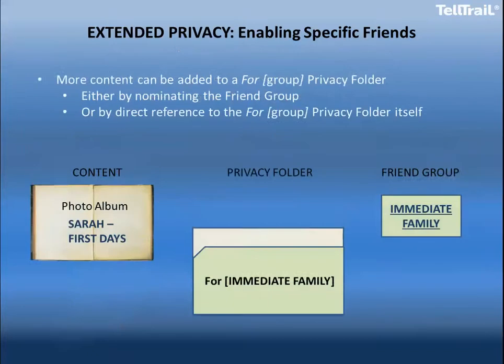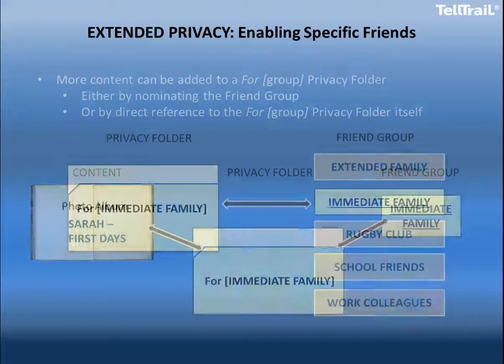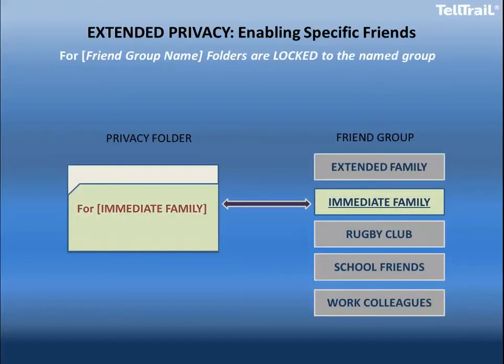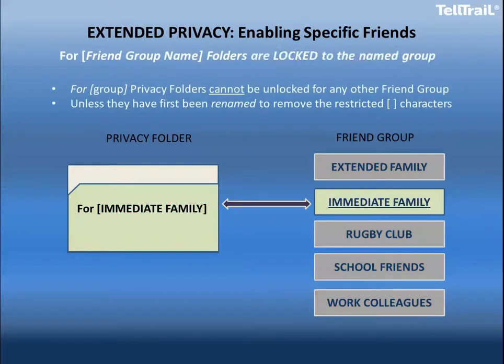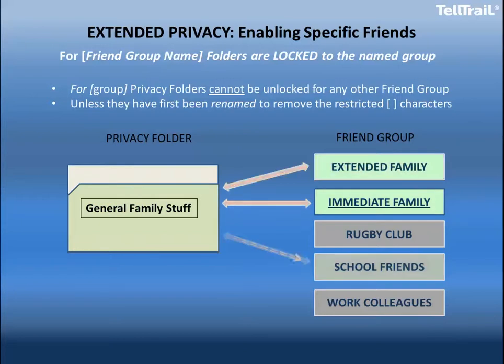Once that privacy folder has been created, it will show in your list of privacy folders so that you can add further content by selecting the privacy folder, or again, by selecting the nominated friend group. But while that privacy folder name includes the square brackets, it cannot be unlocked for any other friend group. However, as with any of your privacy folders, you can rename it for your choosing. You won't be allowed to include the square brackets in the new name, and so, once renamed, it becomes a regular privacy folder that can be unlocked to any combination of friend groups.